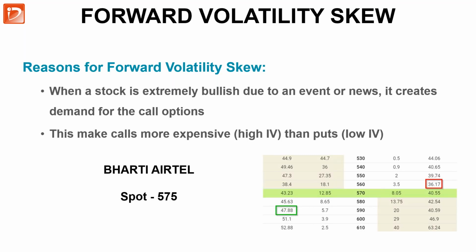And let's look at the forward volatility skew. What are the reasons for forward volatility skew? Here is an example of Bharti Airtel, which has high volatility skew towards the upside. So the calls are more expensive than put options. This is the option chain for Airtel, and the spot price is around 575. This is for June.